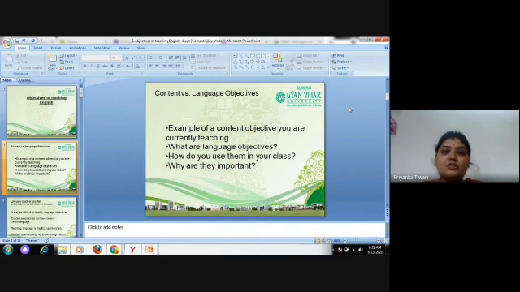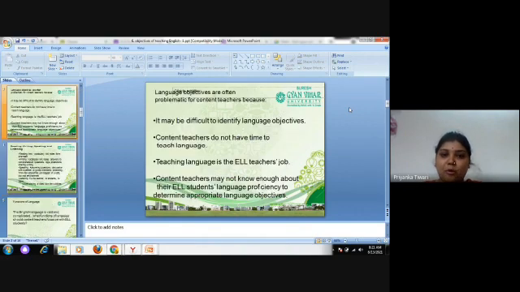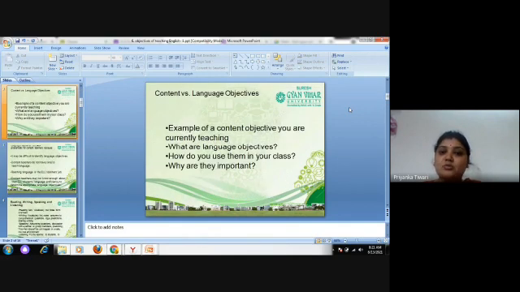What are language objectives? How do you use them in your class? Why are they important? Why is it so important for the class and for the student? And what are language objectives and currently teaching methods?